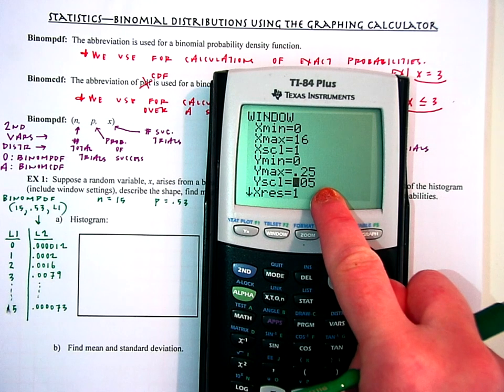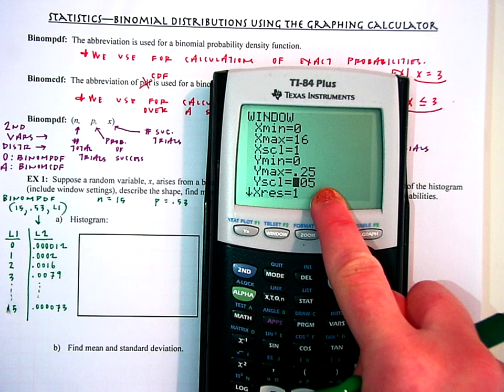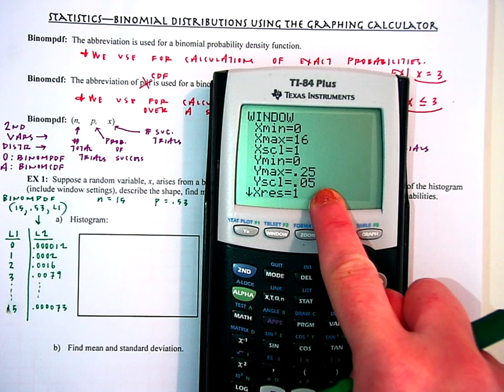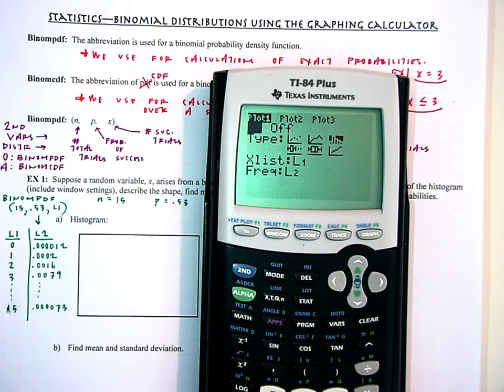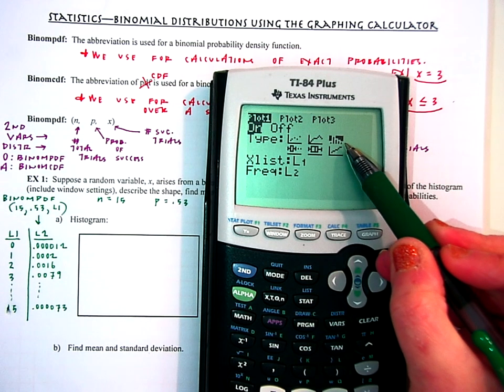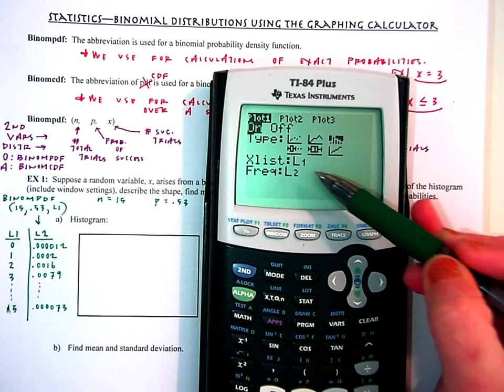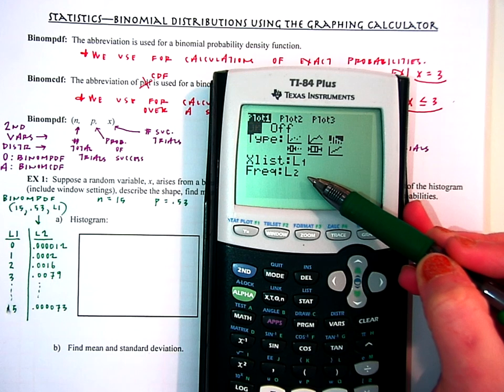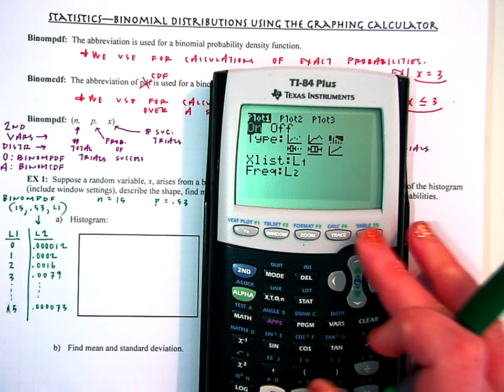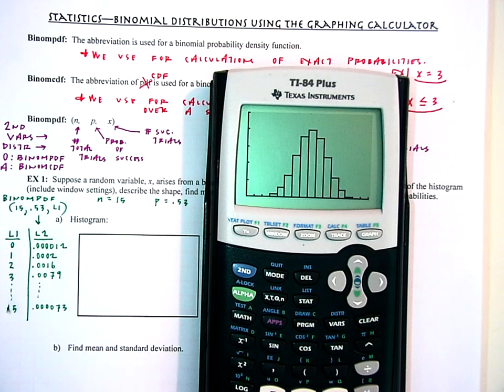So that seems appropriate. I also have to make sure that my plots are set to histogram. So I'm going to go back to my stat plots, second Y equals. That first one, I'm going to hit enter. I want to make sure that it's on histogram, so I want to change it to histogram and make sure that it's on. My X list is L1, and my frequency is L2. It's really a relative frequency that we have in the L2. Okay, once everything is set, I can hit graph, and here is what it looks like.